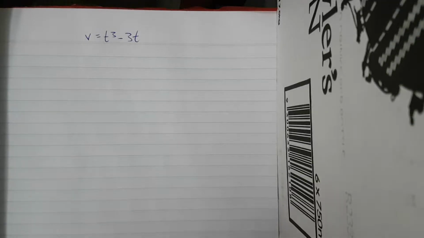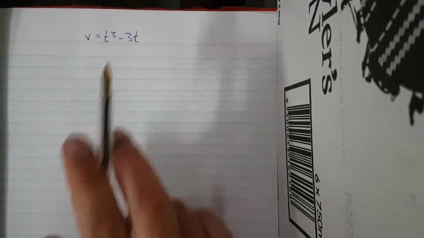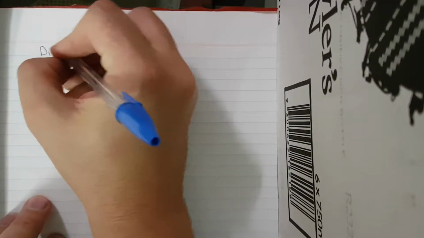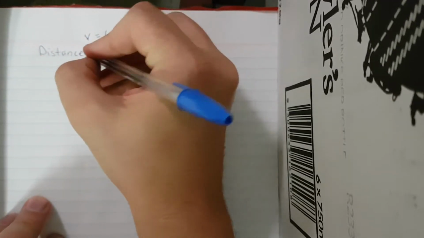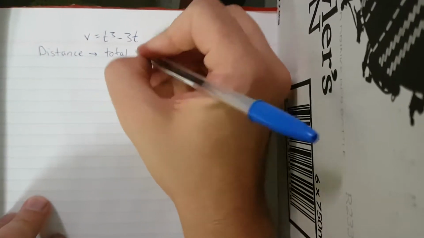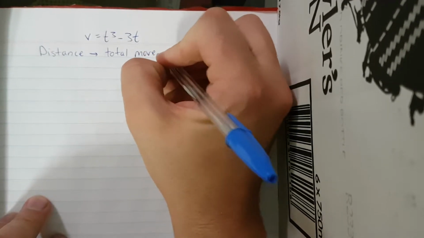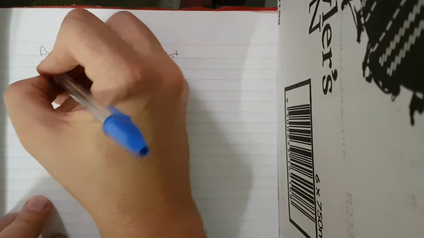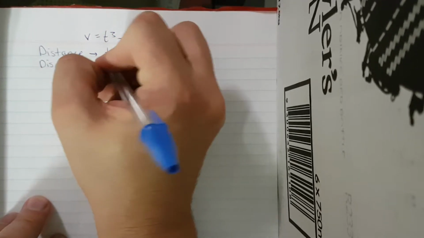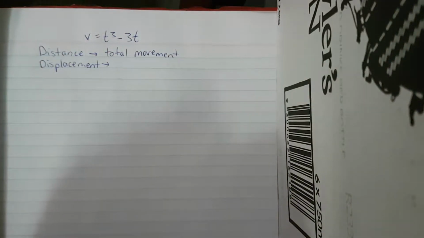This one gives us a velocity formula in meters per second, and it starts asking us about distance travelled. Distance, right, we need to know, is the total movement, as opposed to displacement, which is also asked later in this question, which is just how far you've moved relative to an earlier position.